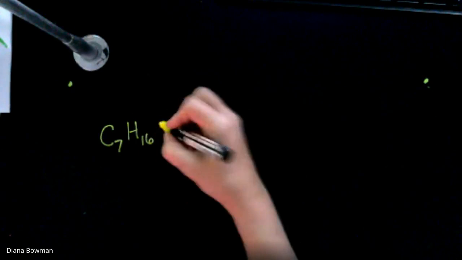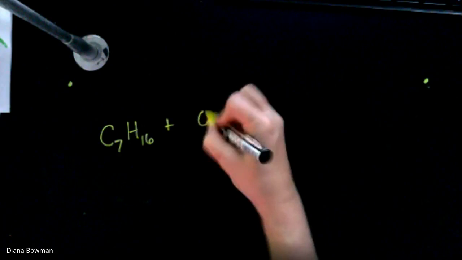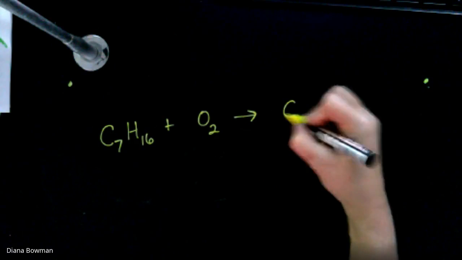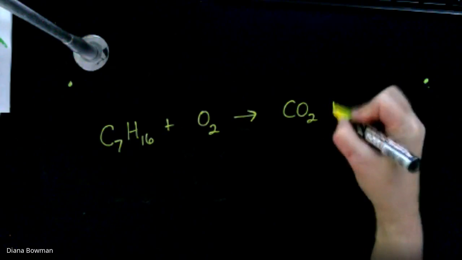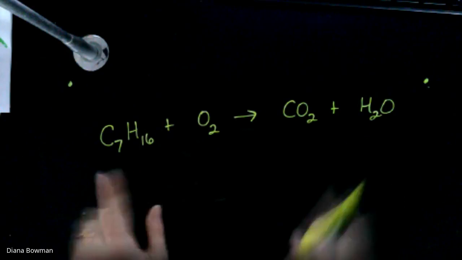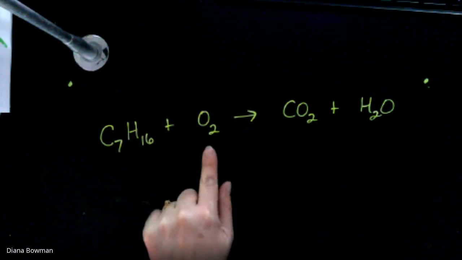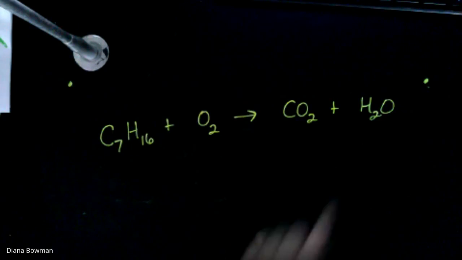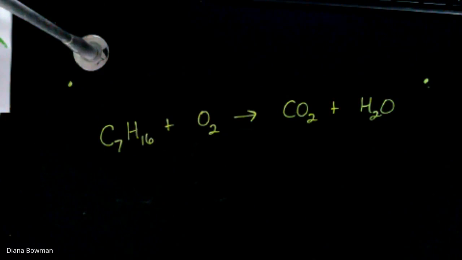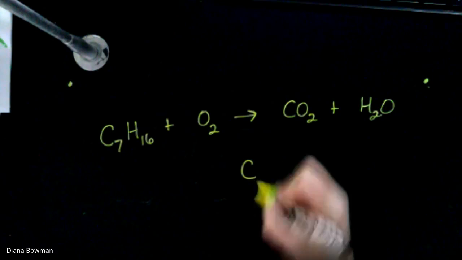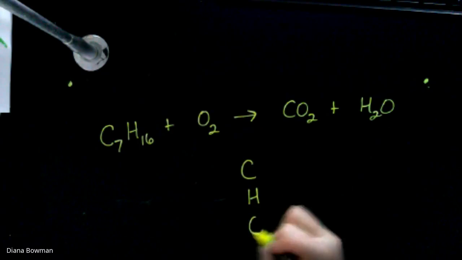C7H16 plus O2. And it's going to make the same thing again, CO2 plus H2O. Okay, so again, we have a hydrocarbon burning in the presence of oxygen, and it's going to make carbon dioxide and water. That's what it makes. So let's see. We've got our attendants again. We've got C's, we've got H's, and we've got O's.